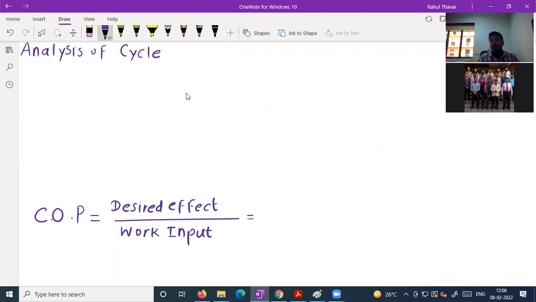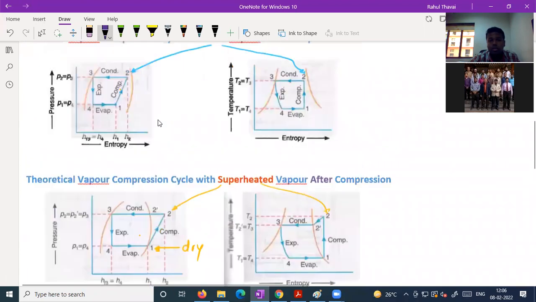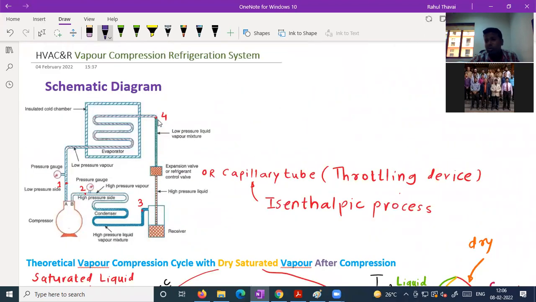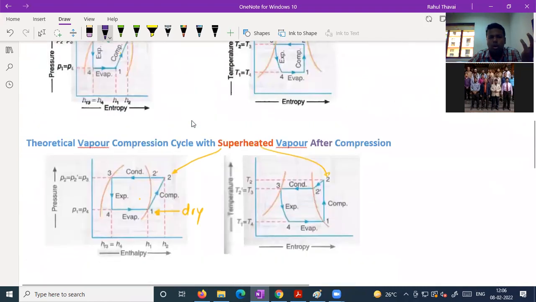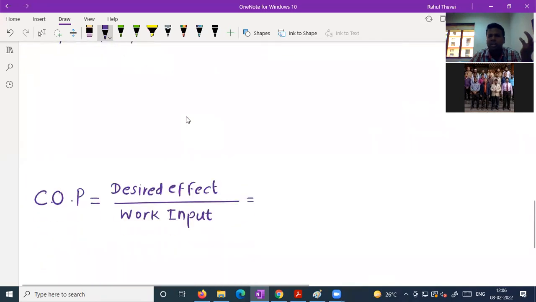Now what is the desired effect? Why are we running this cycle? Just by looking at the name of the cycle, you will be able to understand. It's a vapor compression refrigeration system. That means we want a refrigeration effect. In the cycle name only you can understand: vapor compression refrigeration system. So what do we want? We want a refrigeration effect.